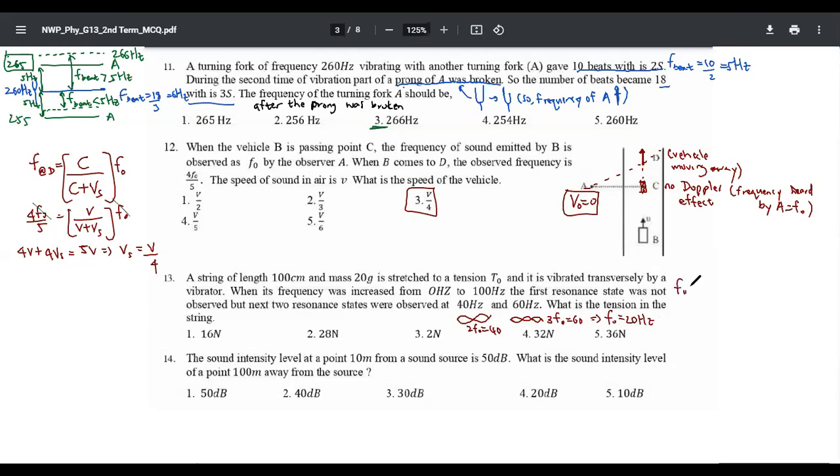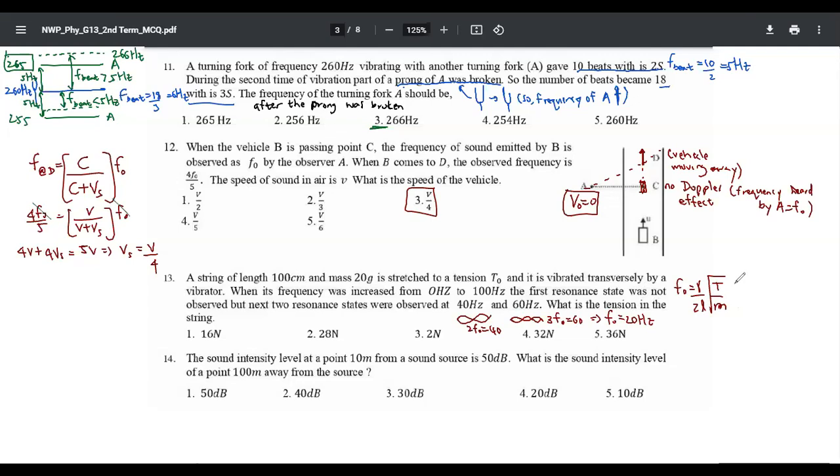Now for F naught, the equation is 1 over 2L square root of T over M. This is the equation you should be using for the fundamental frequency, right? What is the tension? They're asking for the tension. Now, M is not given, but you can find it, because length and mass are given: mass per unit length of this string.